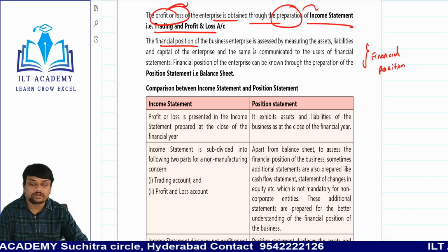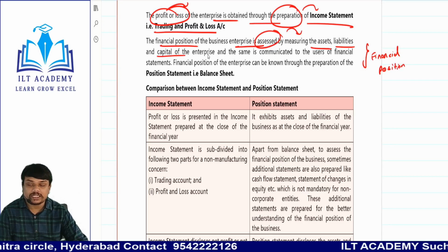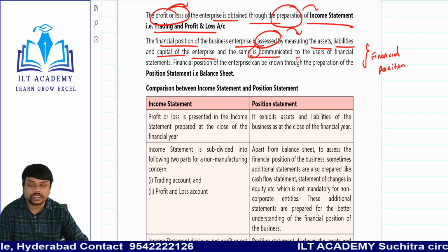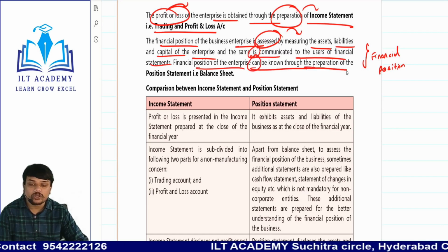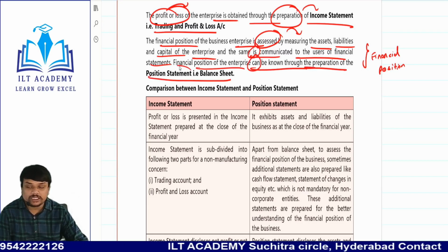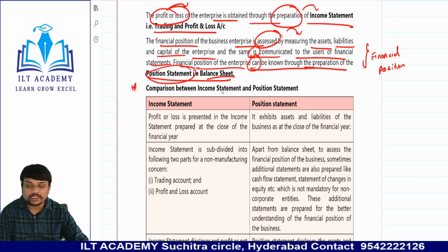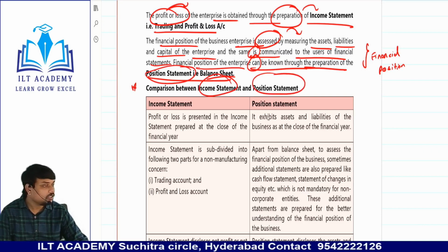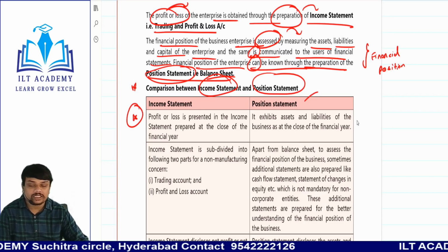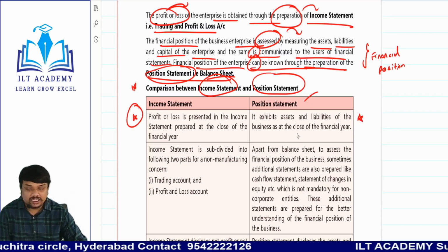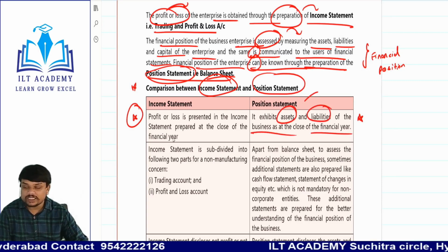The financial position of the business enterprise is assessed by measuring the assets and liabilities and the capital of the enterprise. The same is to be communicated to the users of the financial statement. The financial position of an enterprise can be known through the preparation of the position statement, that is nothing but a balance sheet. Clear? Now if you compare the income statement and the position statement, the income statement is done to ascertain profit or loss, whereas the position statement is done to ascertain the position of assets and liabilities. It exhibits the assets and liabilities of the business at the close of the financial year.